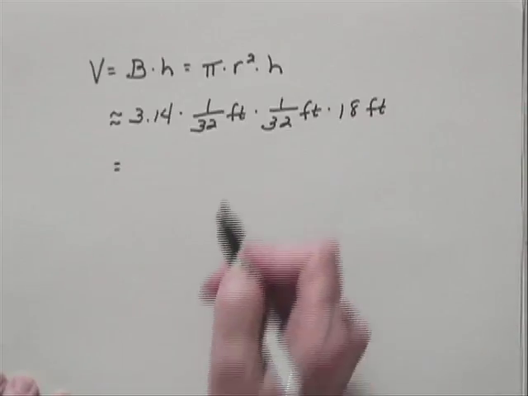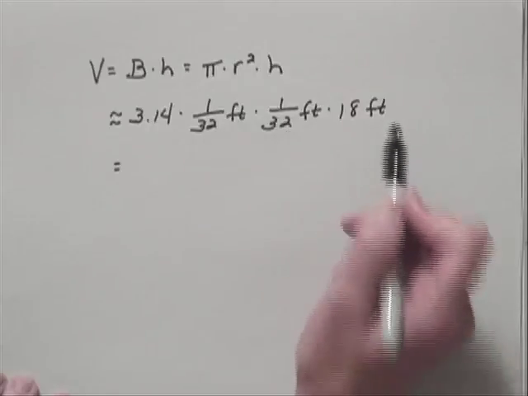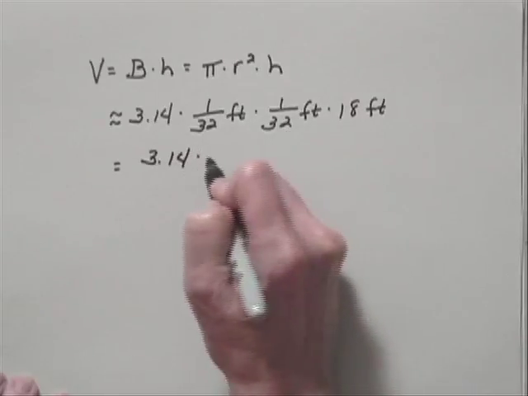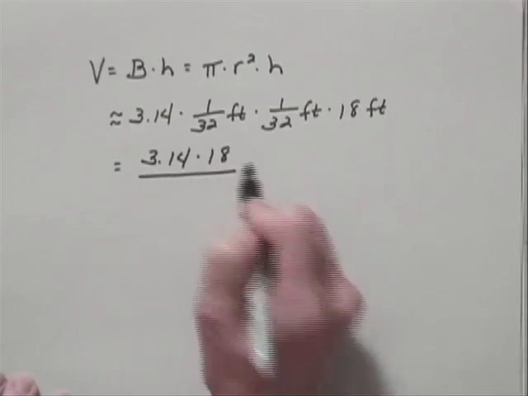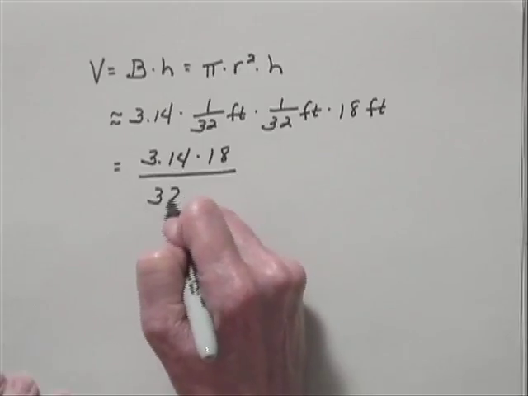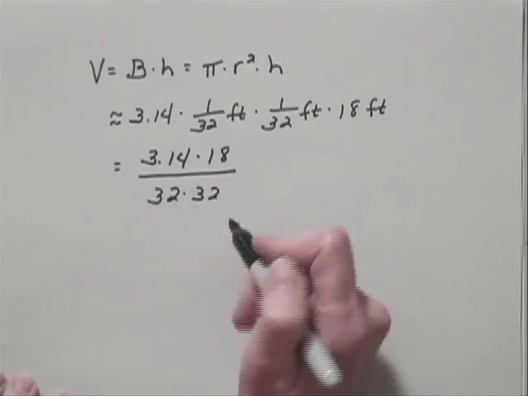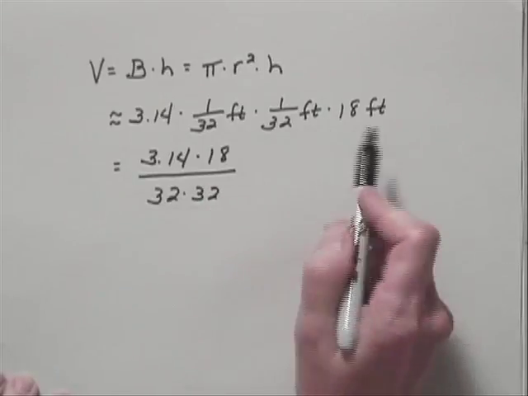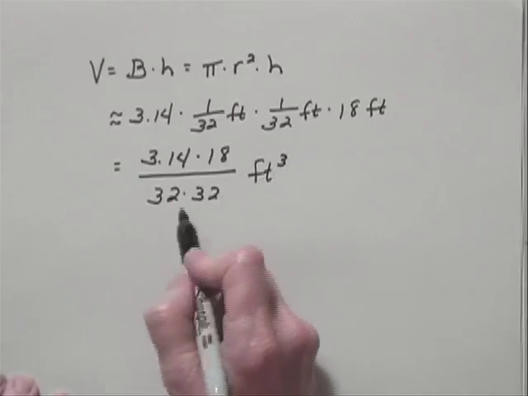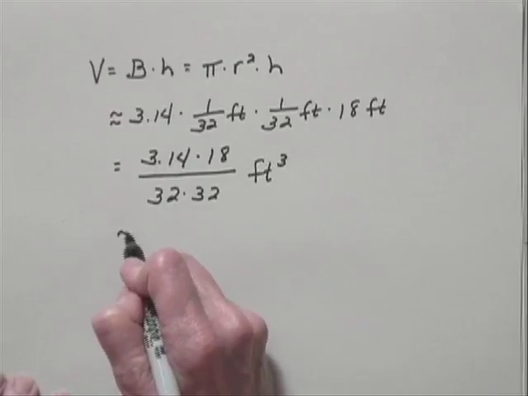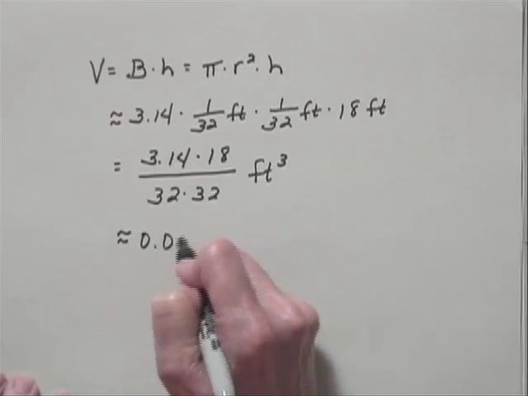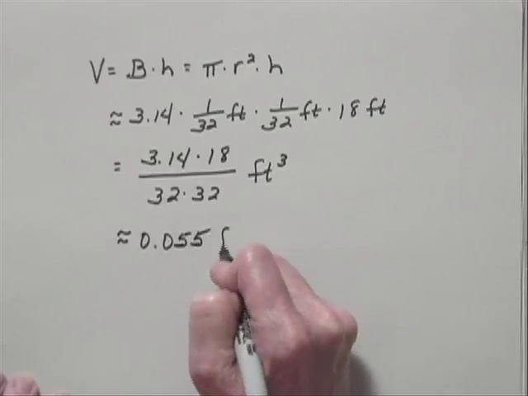So let's see what we have. We have 3.14 times 1 times 1 times 18, so I'm just going to write that as 3.14 times 18, and here I have 32 times 32. And I have feet times feet times feet, so I have feet cubed. And when I do this computation, I find that it's approximately equal to 0.055, and that's cubic feet.